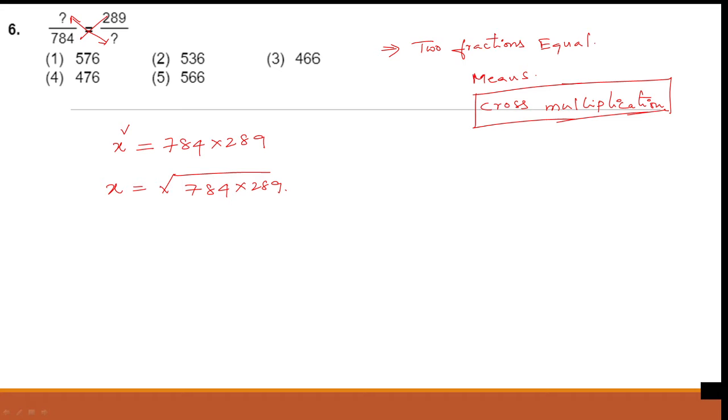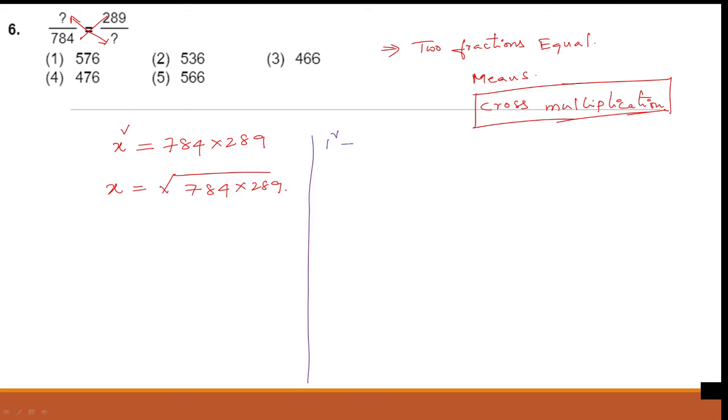we need to know the squares and the square roots of numbers up to 30. We need to learn those things. So for that I'll explain some squares. Give me a second. Here I'm writing the squares, and after that we'll come to the question.